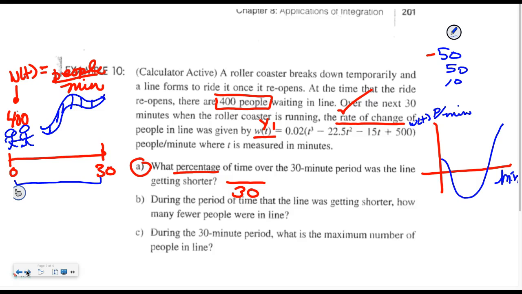There we go. The question says, what percentage of the time over the 30-minute period was the line getting shorter? Right? The line is getting shorter in this negative region right here. So what do I need to calculate? The intercepts, okay? So let's go do that. If the left side of the room could get the first one, it's 4.9 something, but I don't remember the rest of it. The right side of the room, if you could get this one, it's 22 point something, but I don't remember the rest of it. We need those intercepts.